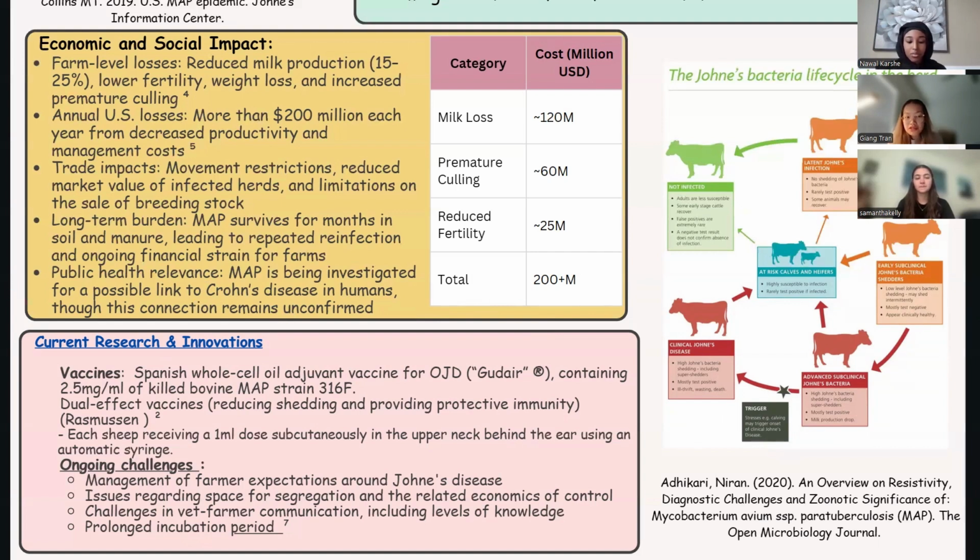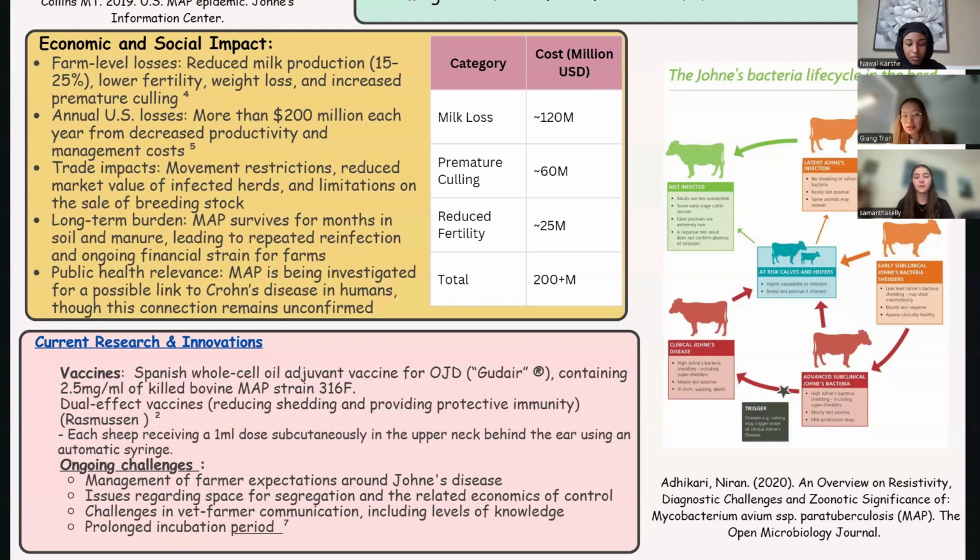There are several ongoing challenges for Johne's disease. Firstly, managing farmer expectations remains a major hurdle. Vaccines help reduce disease impacts, but as Samantha said, they will not cure the infected animals or immediately eliminate MAP from a farm. Secondly, farms often struggle with space for segregation because Johne's disease has a long incubation period. Infected animals may appear healthy for years, and they may spread the disease to other animals without any detection.